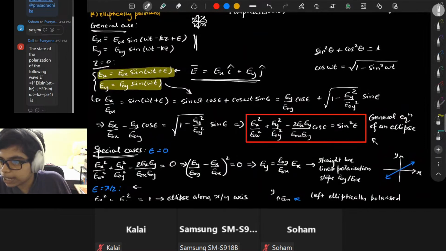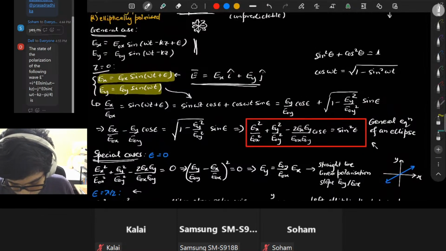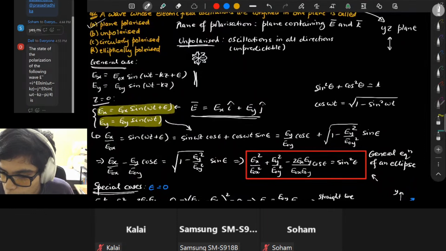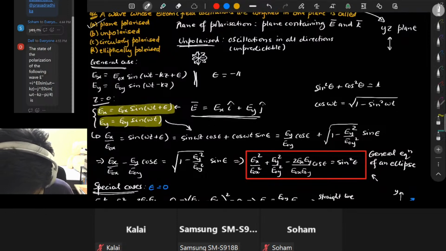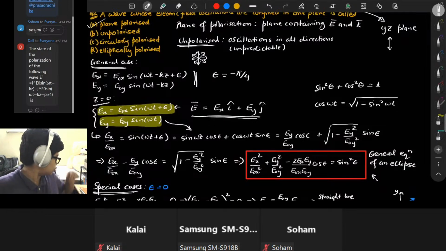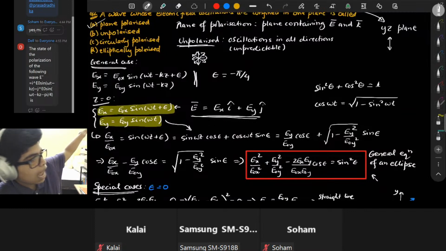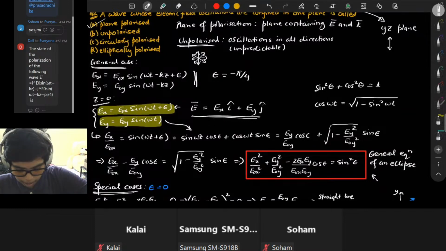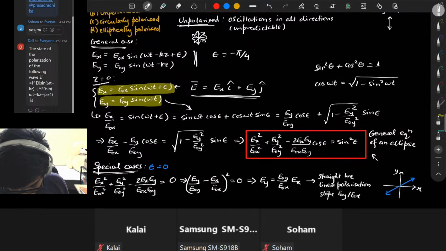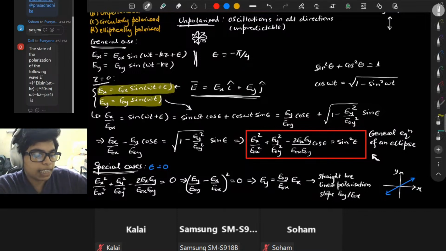And what you have taken is the value of epsilon to be pi by 4, or rather minus pi by 4. That is what you have taken as your value of epsilon. When you put it inside this most general equation, what you will get is that for epsilon equals pi by 4, your state of polarization is elliptical. I hope that clarifies your question.